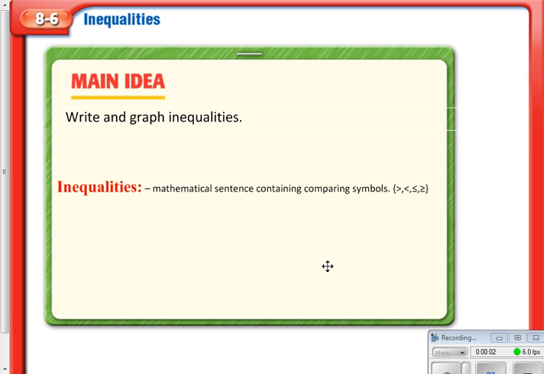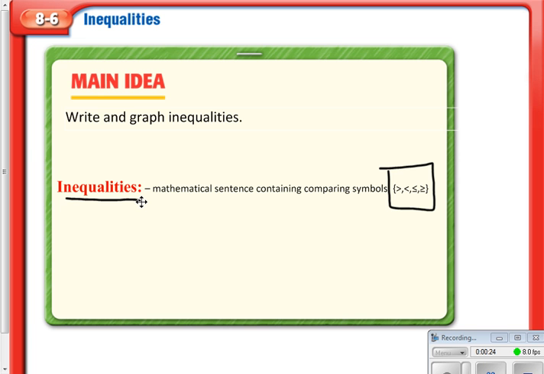8.6 is on writing and graphing inequalities. What you need to remember about inequalities is one thing. Anytime you hear the term inequalities, this right here is what I want you to think of as the comparing symbols. Okay, they're greater than, less than, or equal to, greater than or equal to. So when you hear the term inequalities, you need to think of the comparing symbols.